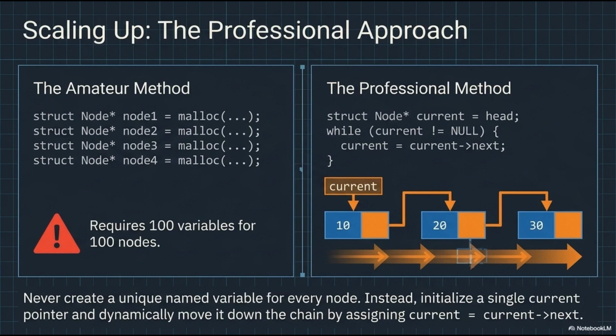Then we use a while loop. As long as current is not null, we execute current equals current arrow next. This dynamically slides that one single pointer down the entire chain, node by node, until it hits the end. It's clean, it's efficient, and it perfectly handles lists of literally any size.